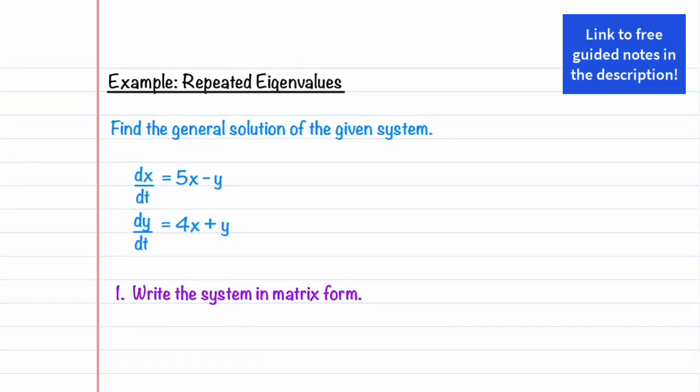We're going to now walk through an example where we're going to solve a system of first-order linear differential equations for the case where we have repeated eigenvalues. We're going to find the general solution to the system of equations dx/dt is equal to 5x minus y and dy/dt is equal to 4x plus y.